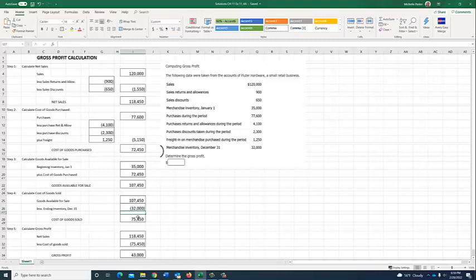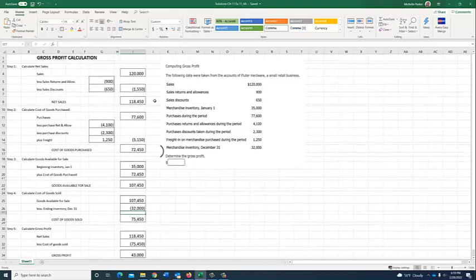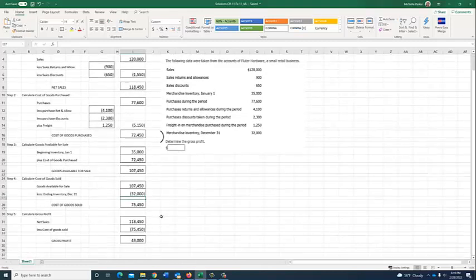Okay, so now we know our cost of goods sold, and we can just bring that net sales down that we calculated earlier and subtract the cost of goods sold, and we know that our gross profit for this period is $43,000. So my customers gave me $118,450. The cost of the inventory that I sold them to me, my cost was $75,450. So my profit is $43,000.